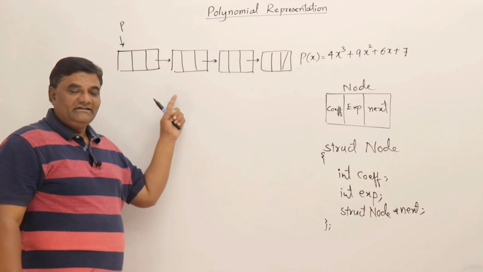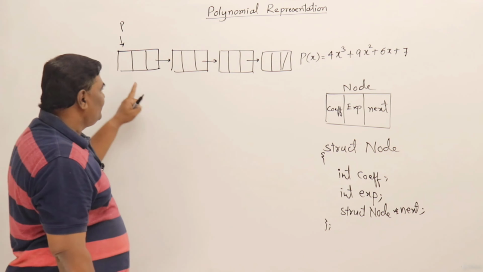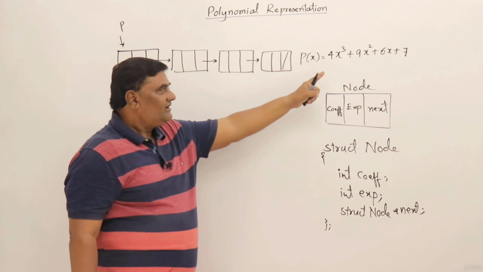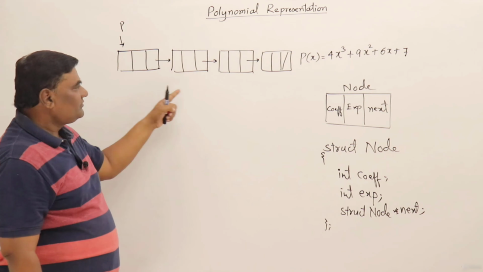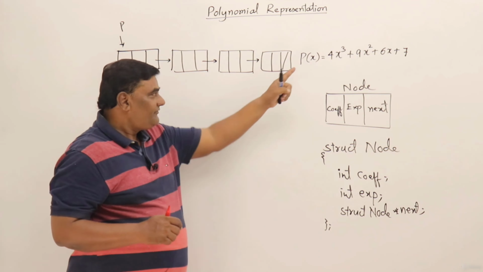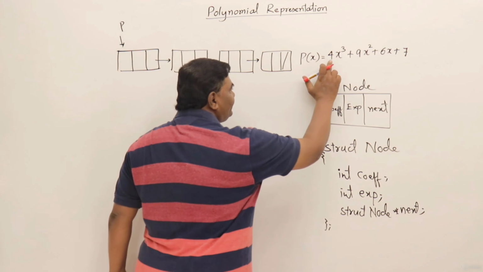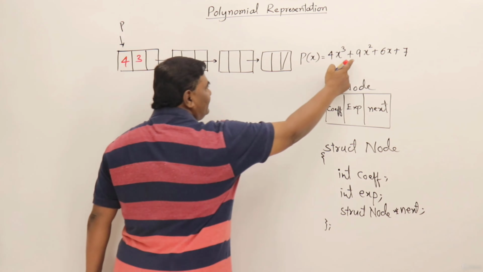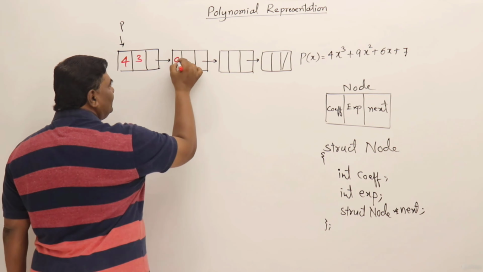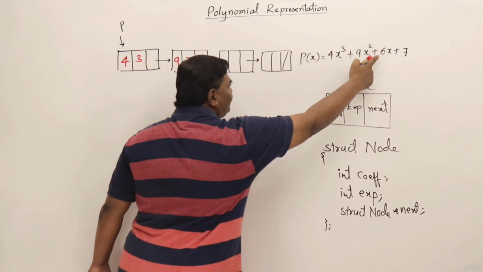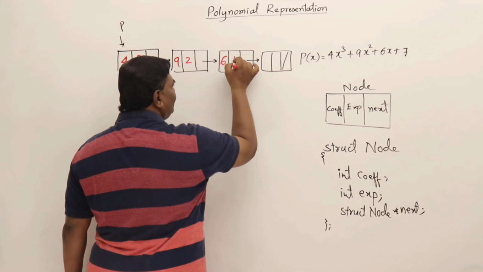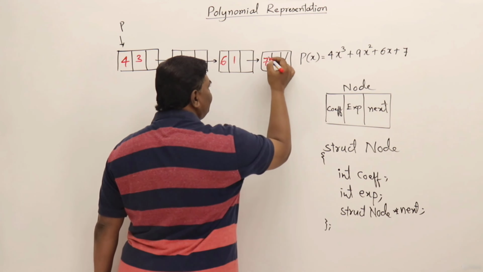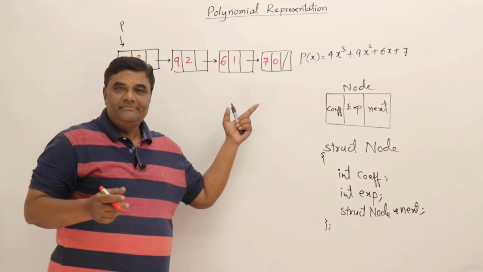Here I have a linked list of this type of nodes where each node has three sections. This is for the coefficient, the exponent, and a pointer to the next node. There are four terms in the polynomial, so I have taken four nodes. Let us fill up the values from that polynomial. First, the coefficient is 4 and the exponent is 3. So this is 4 comma 3, and this is 9, 2, and this is 6 and the exponent is 1. That is 7 and the exponent is 0. This is how it can be represented.